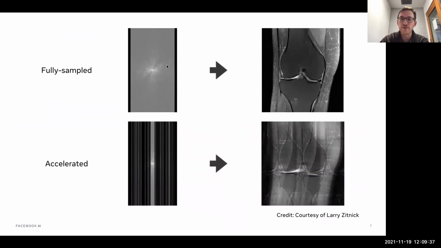On the top, I'm showing an example of a fully sampled Fourier transform. You apply an inverse Fourier transform and you get a good image. On the bottom, we subsample and then we get aliasing. If you're familiar with sampling theory, normally we think of sampling in the time domain and aliasing in the frequency domain. In MRI, because we sample in the frequency domain, we get aliasing in the spatial domain.